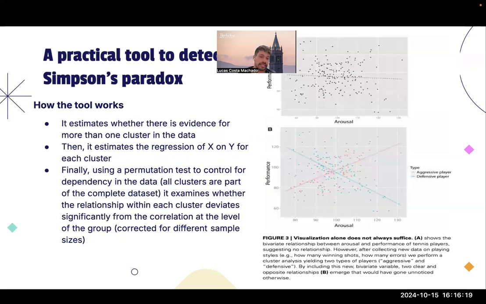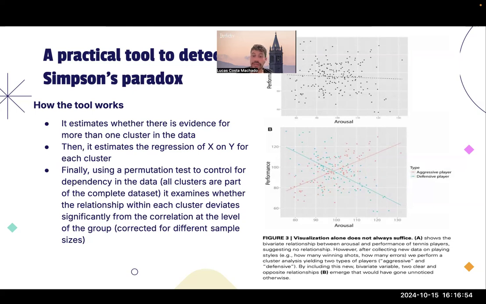And how does this tool work? Basically, it analyzes your data to see if it can find clusters. Once it identifies those clusters, it runs regressions for the different clusters, then compares the results of those regressions with the regression you have with the aggregated data, and analyzes if the differences between those regressions are statistically significant or not. So this is a very interesting approach.